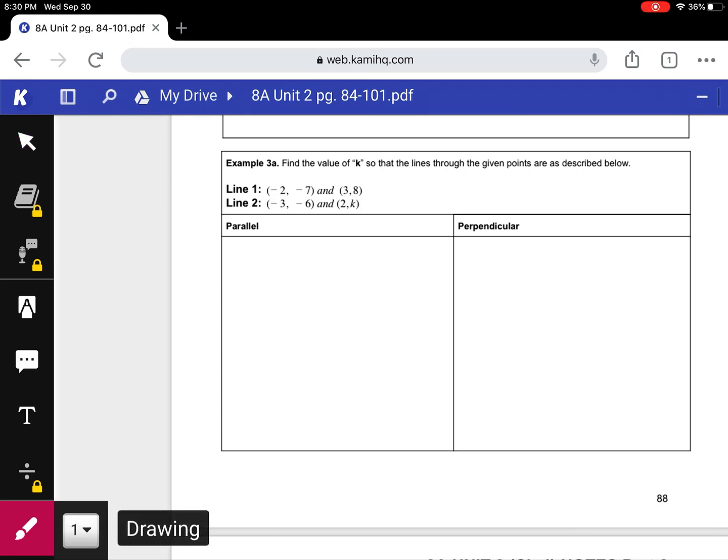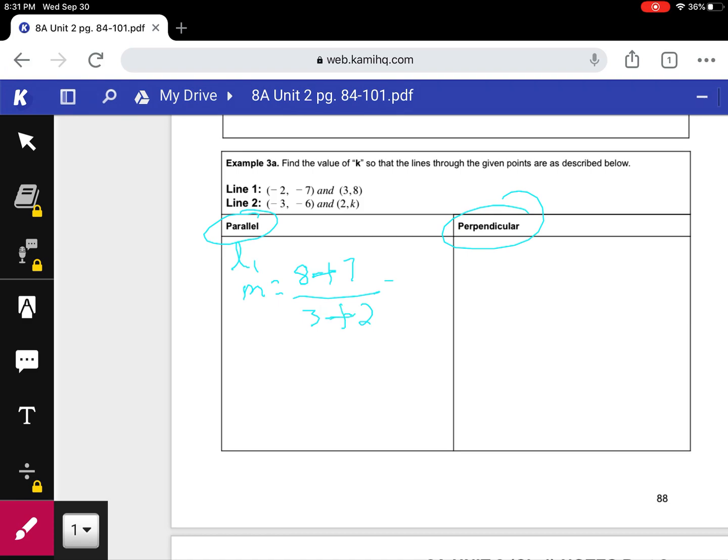I actually want to go down to the bottom, example 3A on page 88. Okay. And we are talking here about finding the value of k so that the lines through the given points are as described below. Okay, so here we want a parallel, and here we want perpendicular. We know that parallel lines have the same slope. So for line 1, I'm going to find the slope. We have y2 minus y1, so 8 minus a negative 7, which becomes a plus. And we have 3 minus a negative 2, which becomes a plus. So what do we have? A 15 over 5, which is 3. So I have a slope of 3.